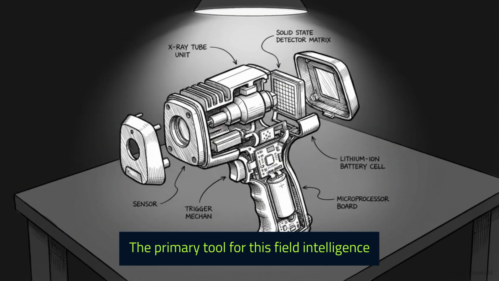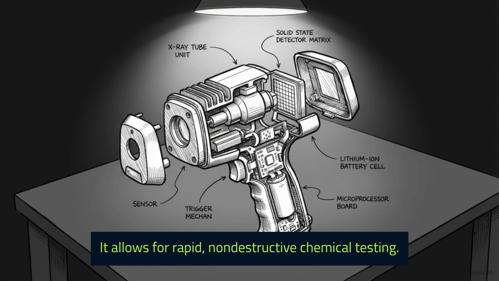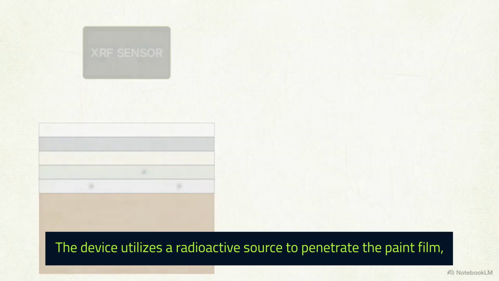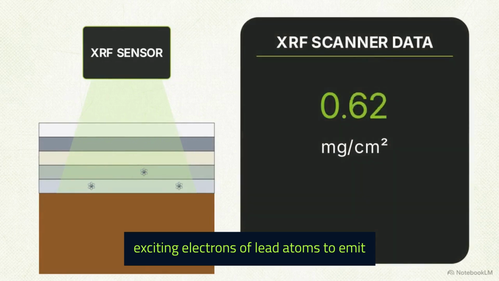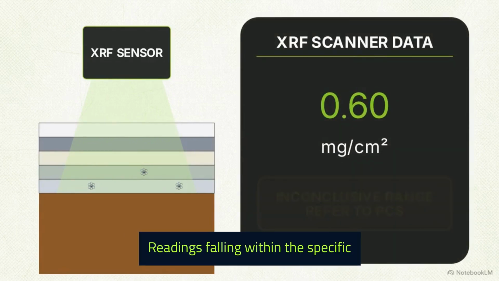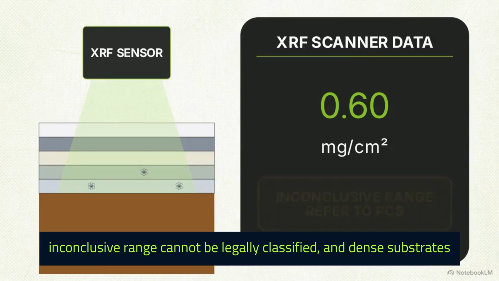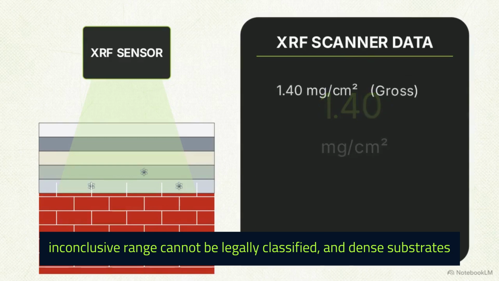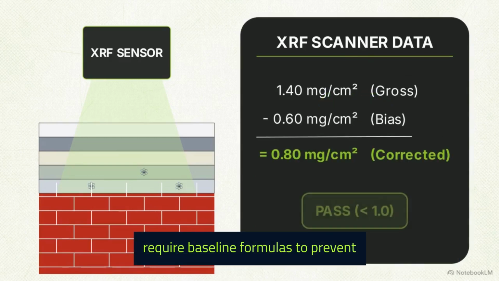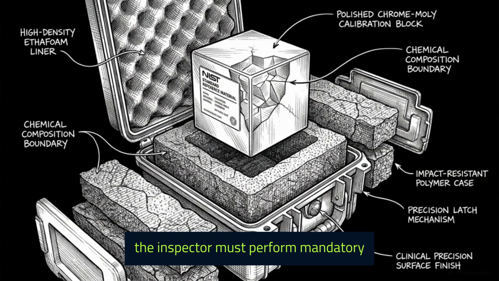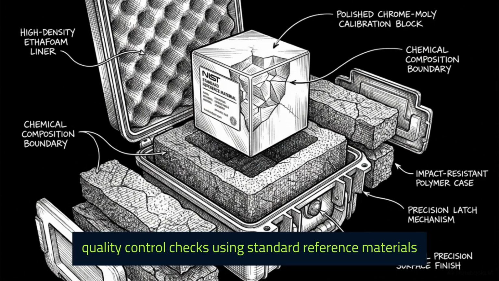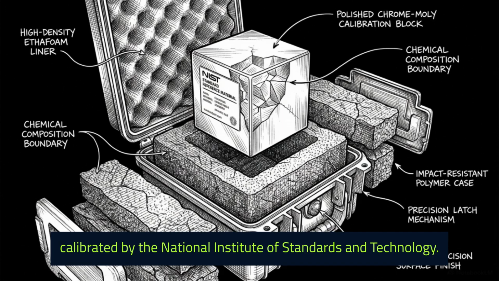The primary tool for this field intelligence is the X-ray fluorescence, or XRF, analyzer. It allows for rapid, non-destructive chemical testing. The device utilizes a radioactive source to penetrate the paint film, exciting electrons of lead atoms to emit a measurable X-ray signature. Readings falling within the specific inconclusive range cannot be legally classified, and dense substrates require baseline formulas to prevent artificially high readings. To verify accuracy, the inspector must perform mandatory quality control checks using standard reference materials calibrated by the National Institute of Standards and Technology.